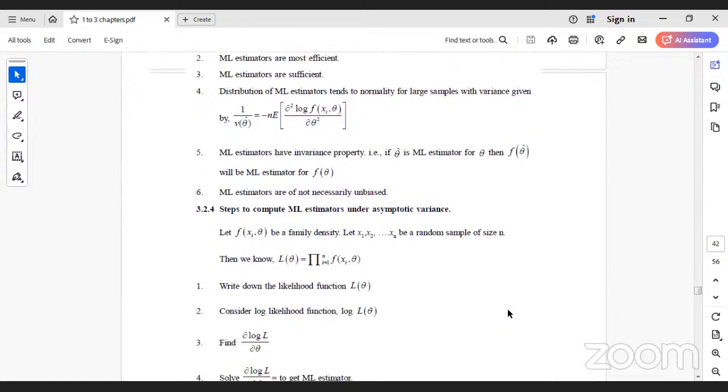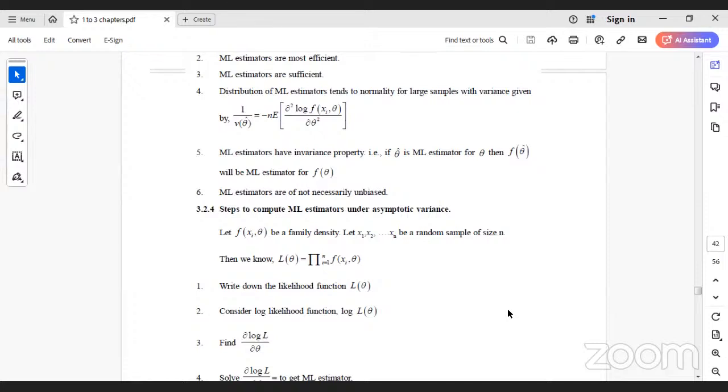Steps to compute ML estimators and asymptotic variances here. Let f(x, theta) be a family of densities, and let x1, x2, x3, ..., xn be a random sample of size n. Then we know L(theta) is the product for i equal to 1 to n of f(xi, theta).